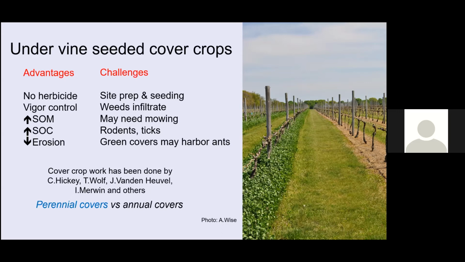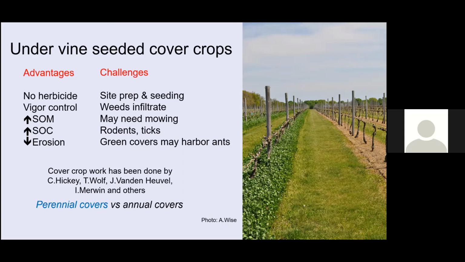Another thing, I don't know how common this is in Ohio, but we have quite a problem with ticks on Long Island. There's a lot of species of ticks and a lot of tick-borne diseases. And as someone who has had a tick-borne disease, I'm not looking to wade through tall cover crops when I go to a vineyard.